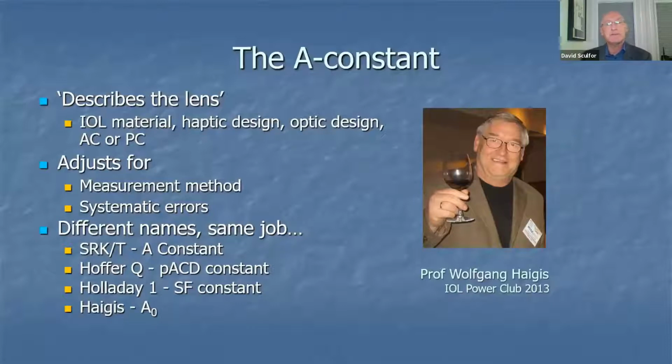It also adjusts for systematic errors. So if your keratometer, for example, always overreads by half a diopter, then it will correct for that. Now, of course, that's a two-edged sword because it will correct for that, but if you've got two keratometers, then you're going to come unstuck. So the A constant has different names and different formulas. In SRK/T, it's the A constant. In Hoffer Q, it's the pACD constant. The Holladay 1 formula used SF, which is for surgeon factor, and Wolfgang Haigis used a0. So they all do the same job. You can do a direct arithmetic conversion from one to the other, and they all do the same job in the formula, just have different names.